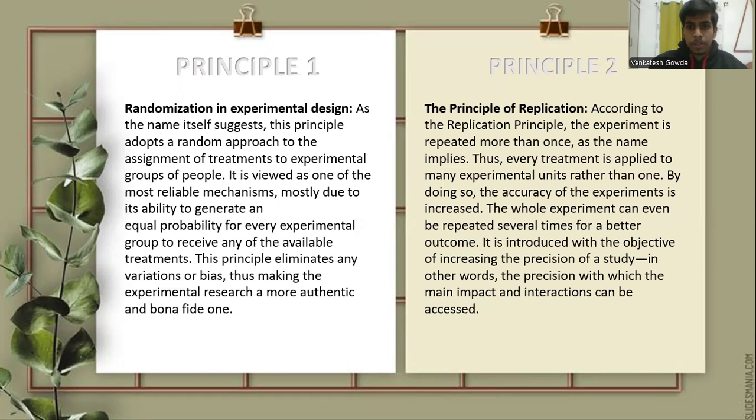Also, what is principle 2? The principle of replication. According to the replication principle, the experiment is repeated more than once. As the name implies, every treatment is applied to many experimental units rather than one. By doing so, the accuracy of the experiments is increased. The whole experiment can even be repeated several times for a better outcome. It is introduced with the objective of increasing the precision of a study. In other words, the precision with which the main impact and interaction can be assessed.